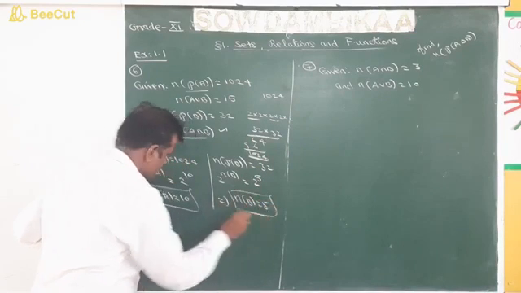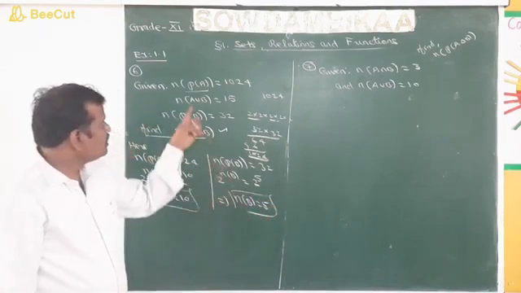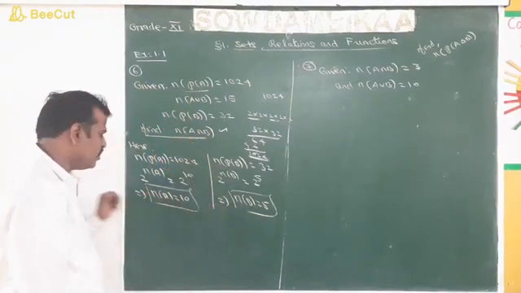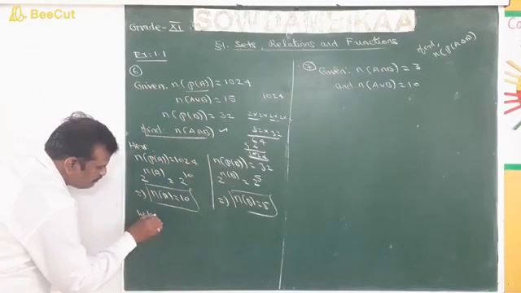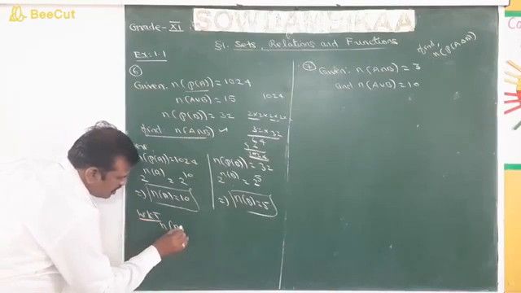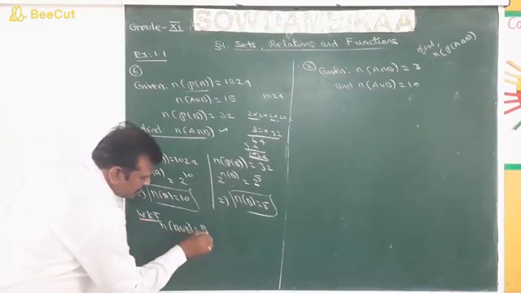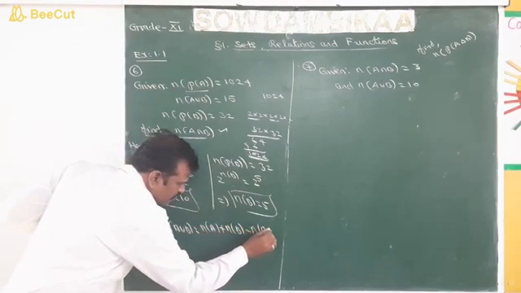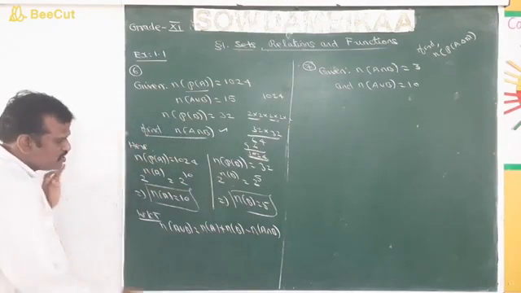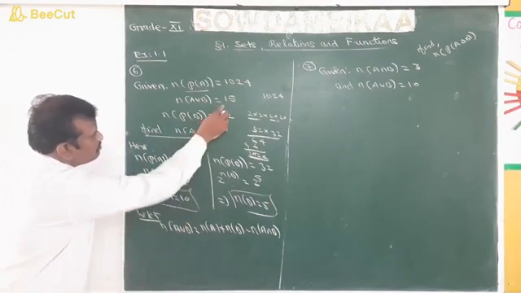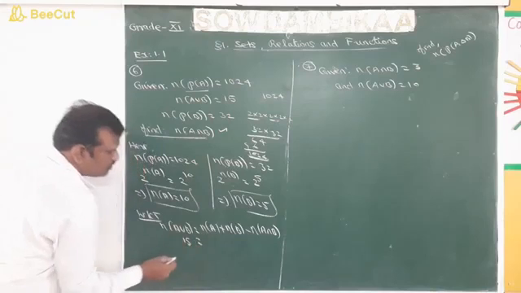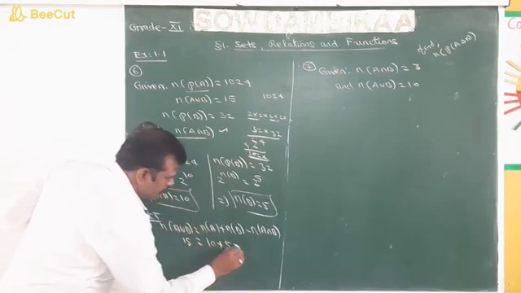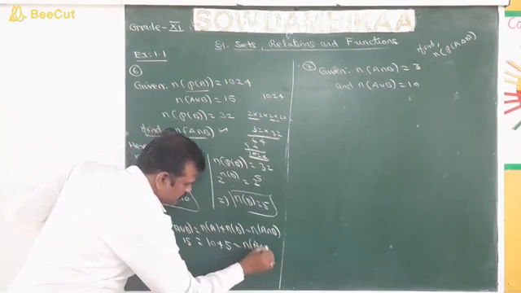So we got n of A, n of B, and n of A union B. With this we can find A intersection B easily. Is it clear? We know the formula: n of A union B is equal to n of A plus n of B minus n of A intersection B. So n of A union B is 15, equal to n of A, which is 10, plus n of B, which is 5, minus n of A intersection B, which is what we have to find.